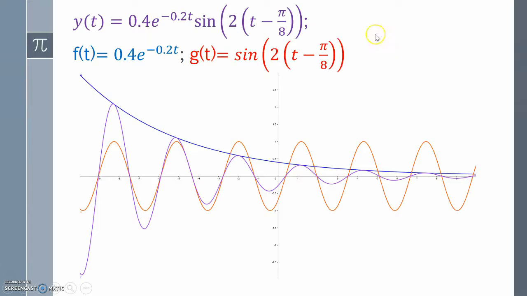So what does this relationship between y and t look like? Well, we see it's a combination of an exponential decaying function and a periodic function. So we see that the function is oscillating, but it's also decaying.